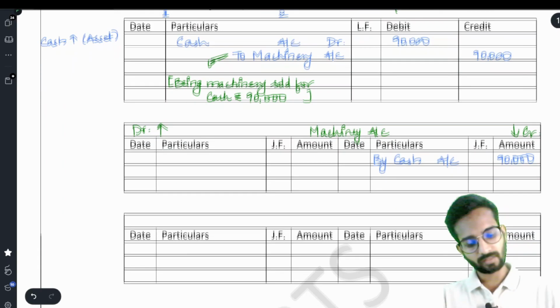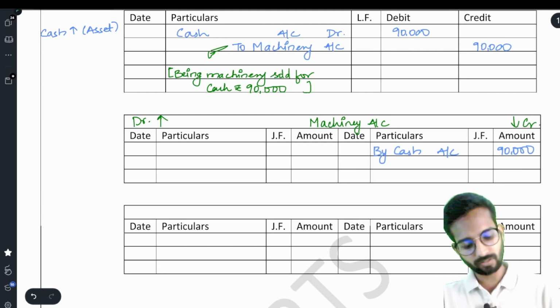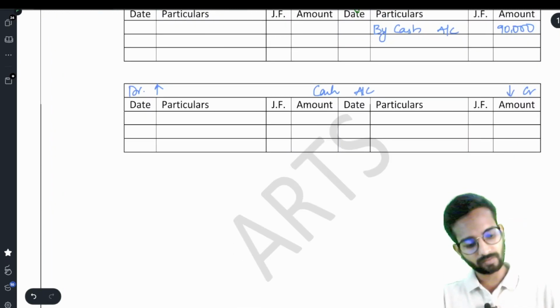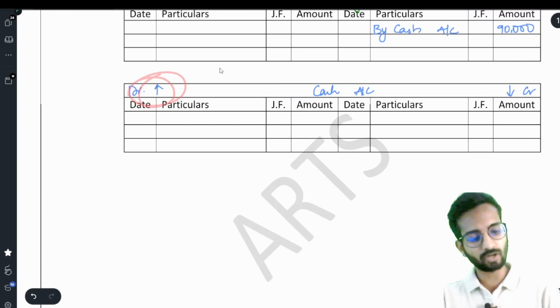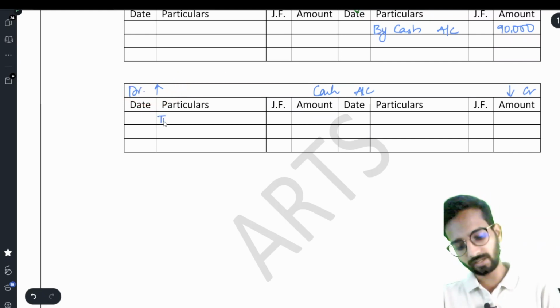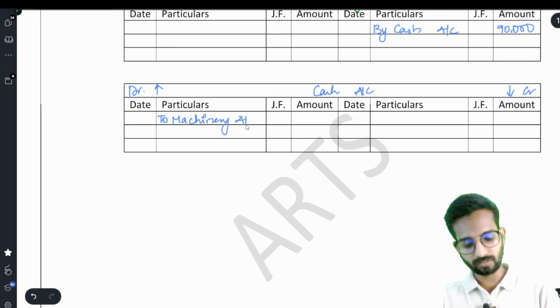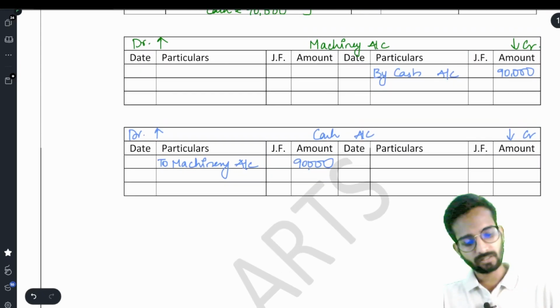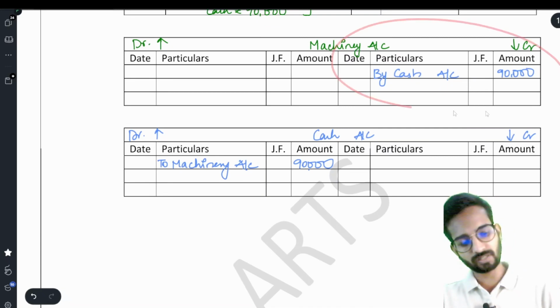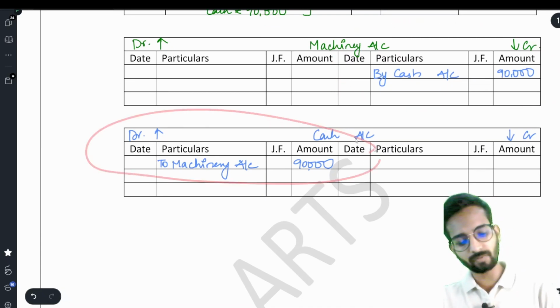Now, again here the same thing, we have to write cash account. Cash account debit, increase; credit, decrease. We can write here cash has been increased. Why has cash been increased? Because we made a sale of machinery. So you can write here cash increased, to machinery account, that is 90,000 rupees. This is how it happens. See, cash account debit to machinery once in the machinery account, and then it will come in the cash account.